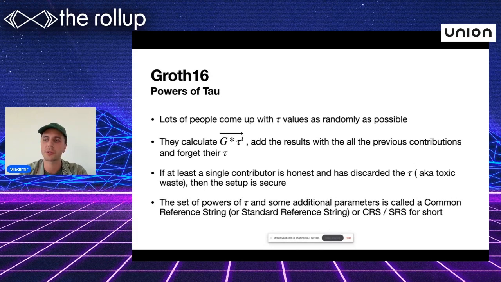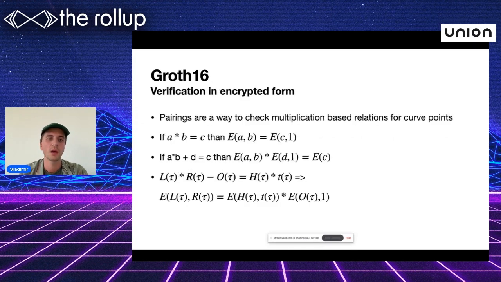The result of such a ceremony is called a common reference string or a structured reference string, and it contains powers of tau and some other things that we'll talk about later. This is the pain point of Groth16, and we'll talk about it later too. So after having the evaluations of our left, right, and output wires and the quotient polynomial, we would like to check that indeed the relation between them holds. But the problem is that we don't have such an operation as multiplication between elliptic curve points.